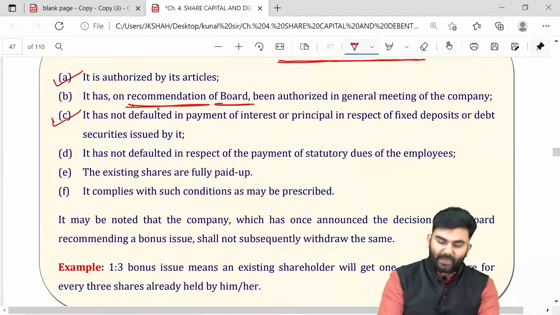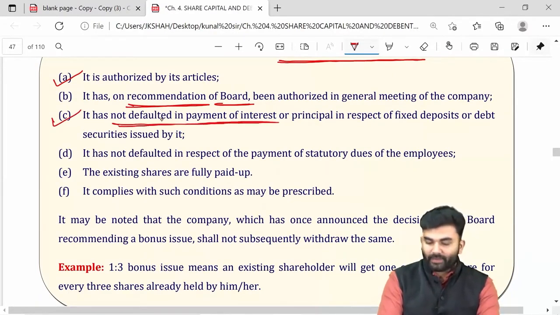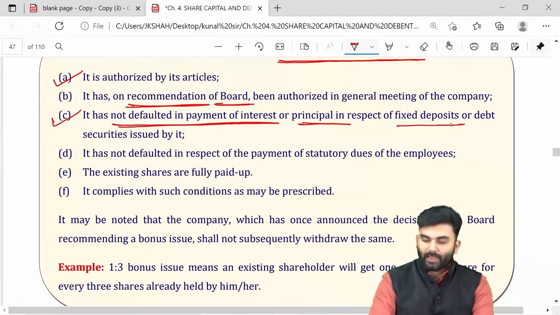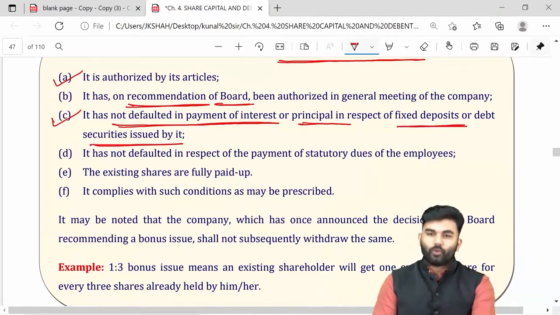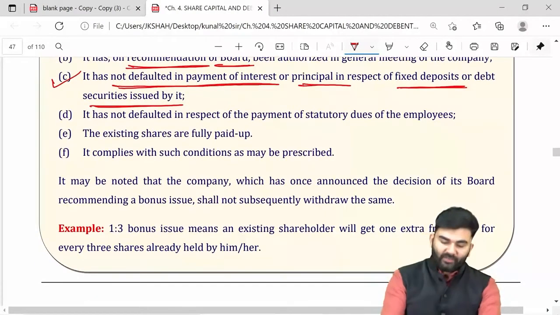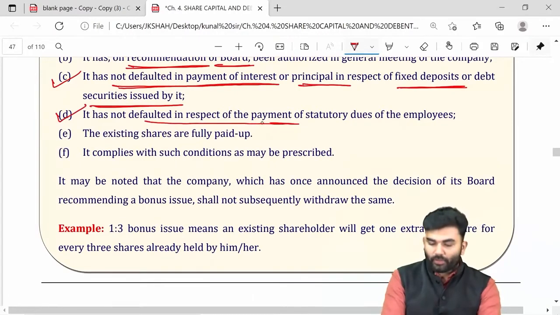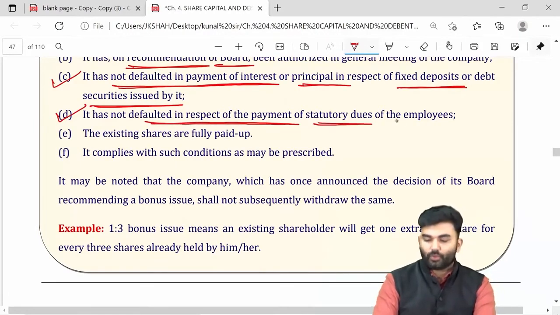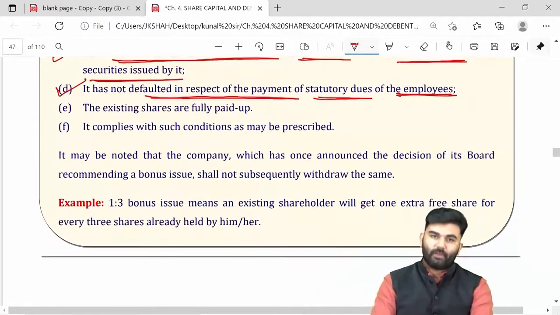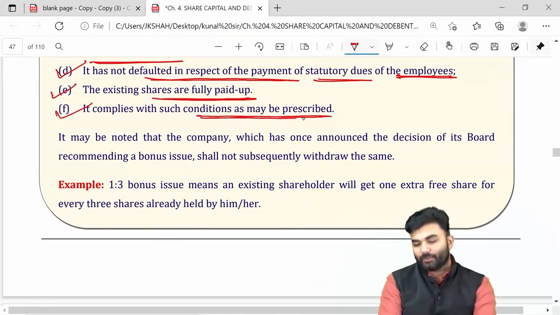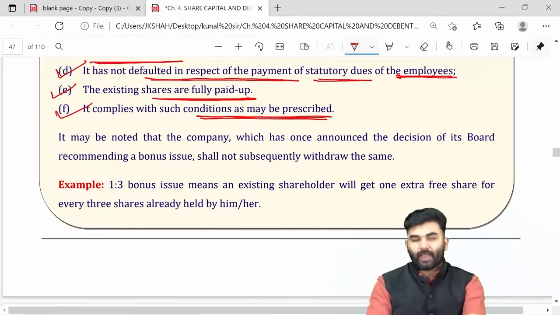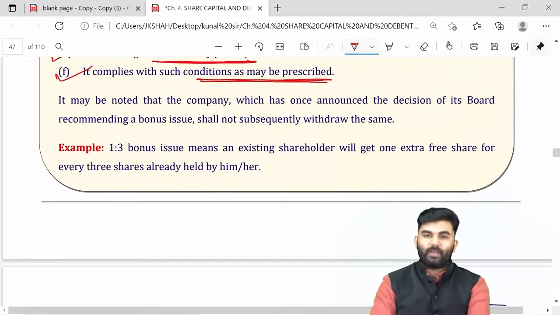If the company has made any kind of default in payment of interest or principal amount, either towards the deposit holders or debenture holders, a company is not allowed to issue bonus shares. If the company has made any default towards payment of statutory amounts to its employees, the company is not allowed to issue bonus shares. If the company issues bonus shares, they should always be fully paid up, and other conditions which may be prescribed by law from time to time also have to be fulfilled.